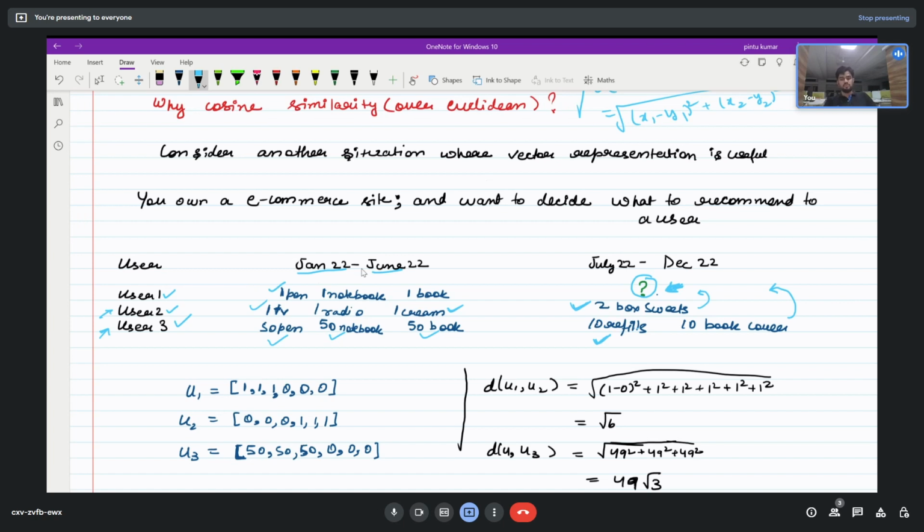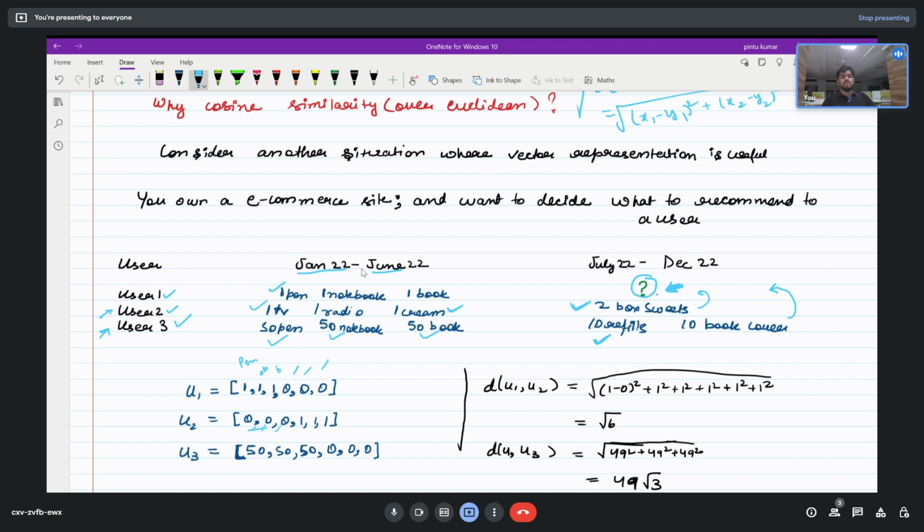It is similar to bag of words. So it is 1 pen, 1 notebook, 1 book, and this is for TV, radio, and cream. So these quantities are 0. We could have included box of sweets, refill, and book cover, but for simplicity right now I'm ignoring them, because those quantities would have been 0 anyway. So for user 2, the first 3 quantities, that is pen, notebook, and book, are 0, and the other 3 quantities are 1. Now for user 3, similarly, I have created a vector out of it.